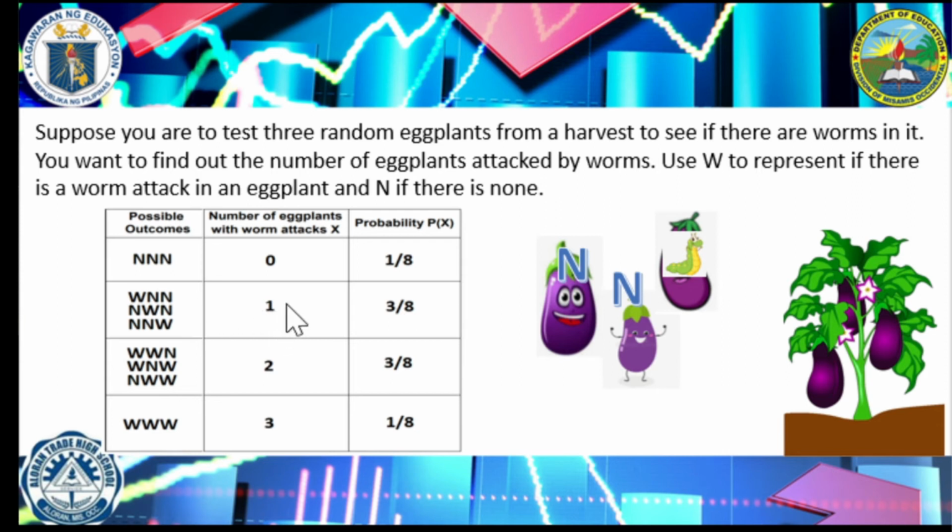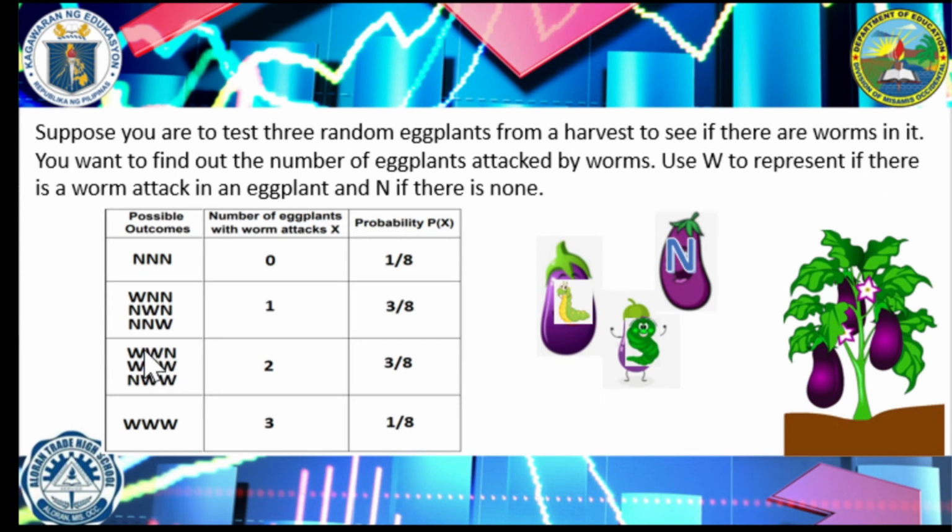So we put here one worm attack, we put here the 3 possible outcomes, and in our probability, there is 3 over 8 as the probability of worm attack. Why 3? Because there are 3 possible outcomes. Next, what if this is the observation? Among the 3, 2 of the eggplants are attacked by worms, and the other one has no worm attack. So we write that as W, W, N.